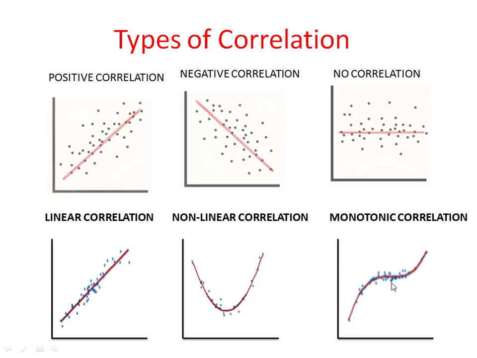Then monotonic correlation. In monotonic correlation, the relationship is monotonic. The variables tend to move in the same direction but not necessarily at a constant rate. So this is called monotonic correlation.